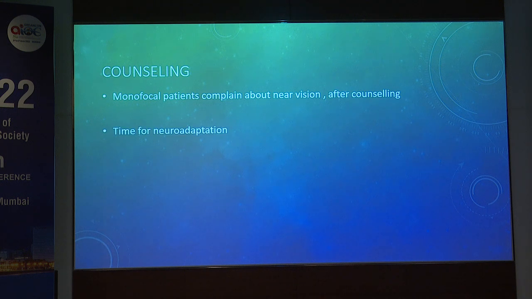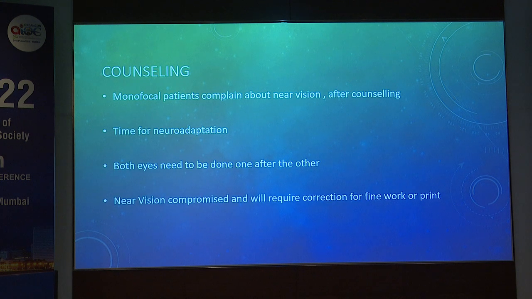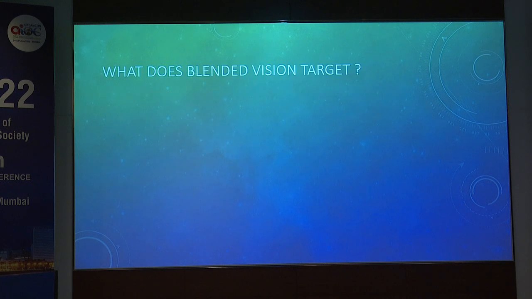And so, we need to explain to the patients very, very carefully when we are doing the monovision. We have to explain about time for neuroadaptation. Both eyes need to be done at least one after the other, and it is always good to do one eye after the other and not simultaneously, because once you do one eye, you know exactly whether you have reached your target, and then you can tweak the other eye a little bit depending upon what your results are for the first eye. Near vision is compromised and will require some correction for fine work or print. This is something that needs to be counseled to all these monovision patients.